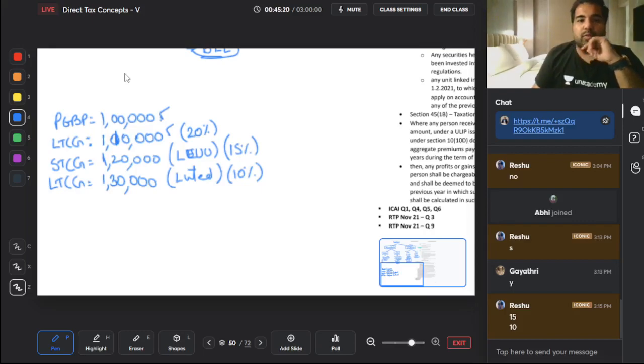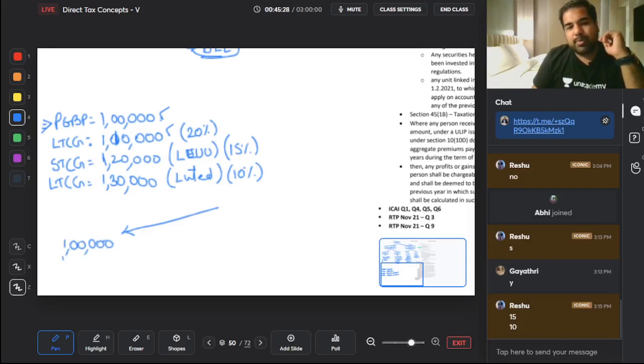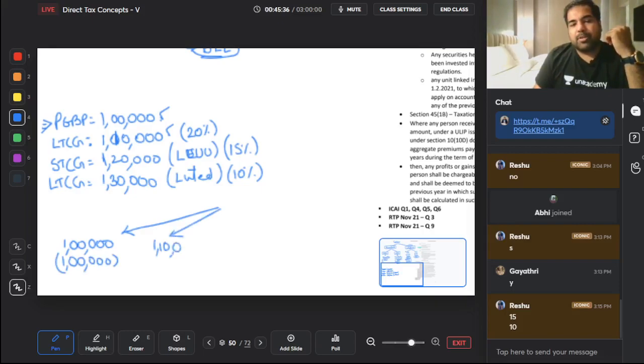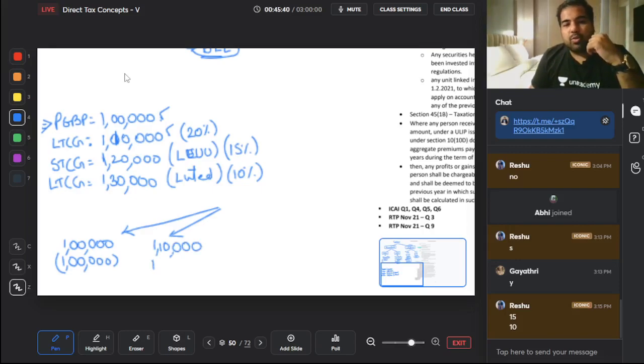So first, who will use it? First, your normal assets will use it, that is PGBP. So 1 lakh will be used here. So how much basic exemption limit gone? 1 lakh of basic exemption limit gone. Next is 1,10,000. How much basic exemption limit you have now? You have only 1,50,000 unexhausted, so that you will use here. Now 1 lakh basic exemption limit gone, 1,10,000 also gone, that is 2,10,000 gone. How much remains? 40,000 remains.